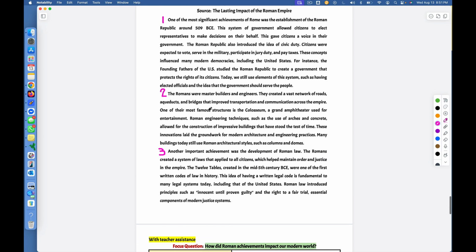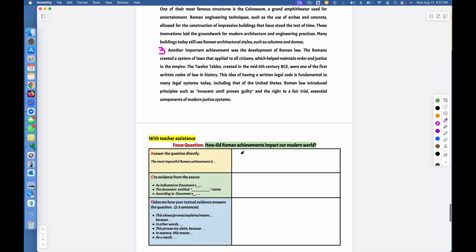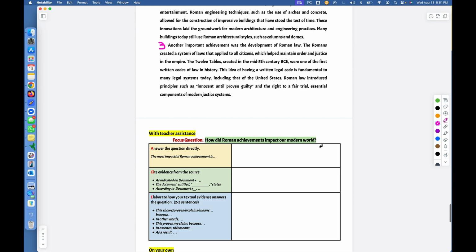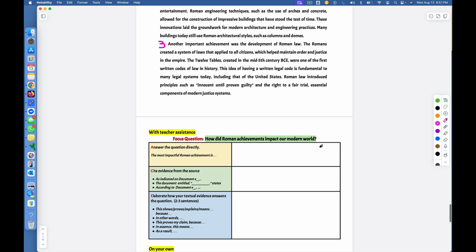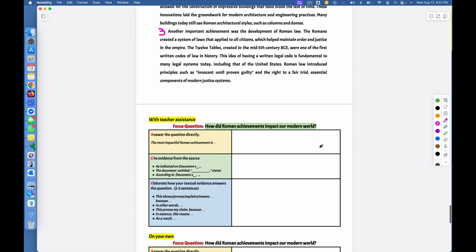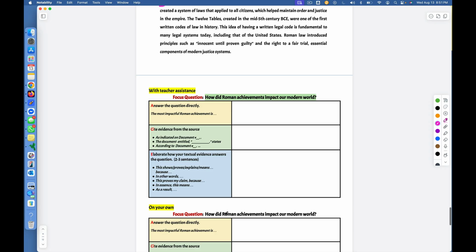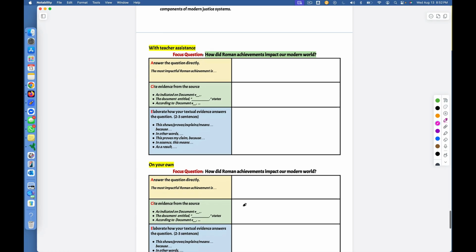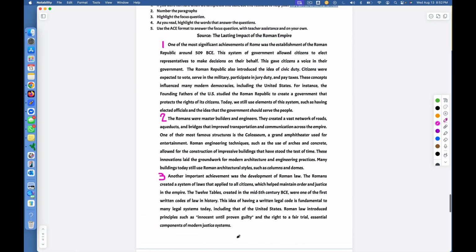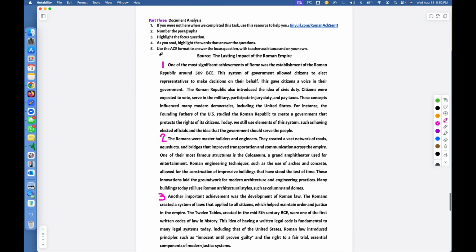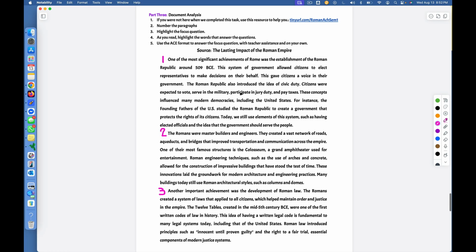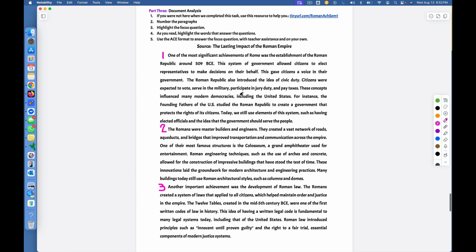Now we're going to highlight the focus question. As you can see here, the focus question is highlighted. How did Roman achievements impact our modern world? And you'll see that you're going to write one writing response together with the teacher, and then you'll do one on your own. It says, as you read, highlight the words that answer the questions, and then use the ACE format to answer the focus question.